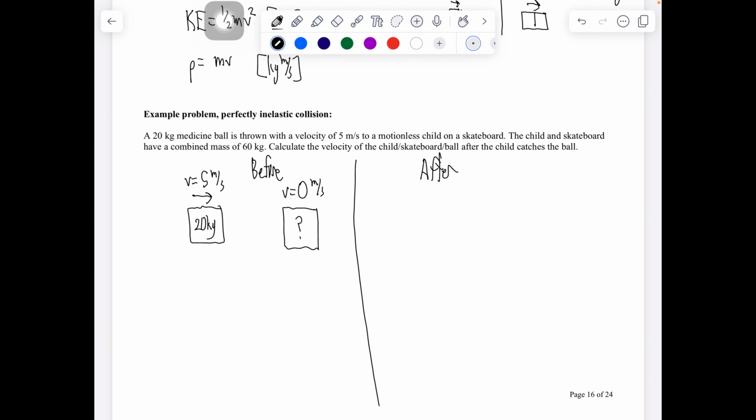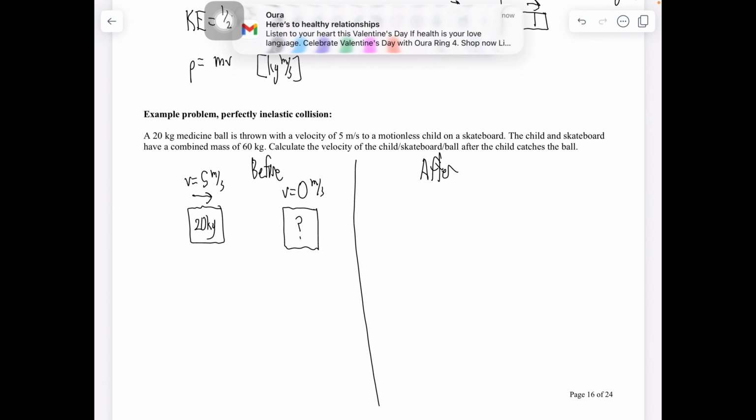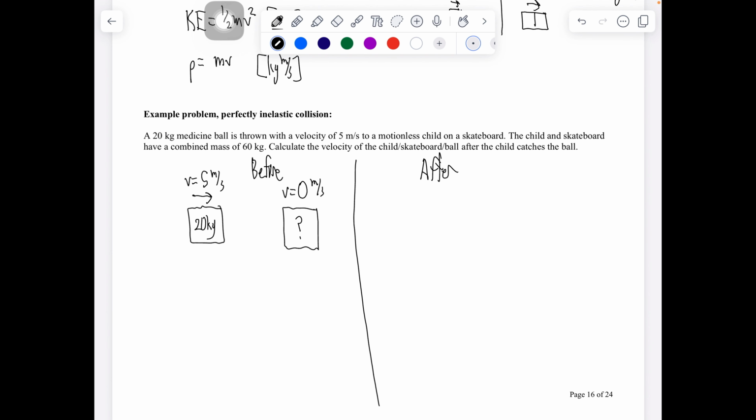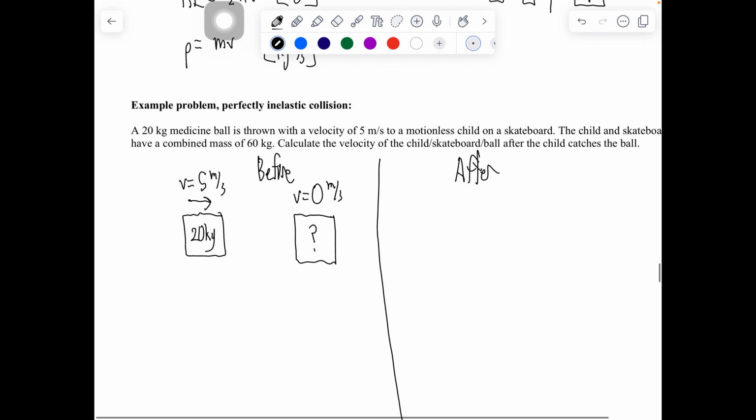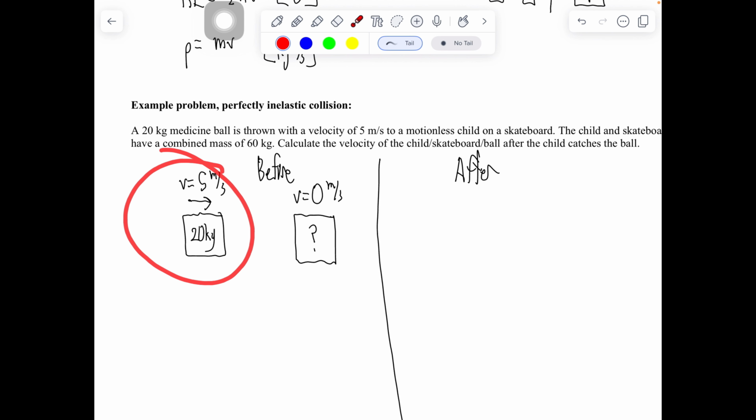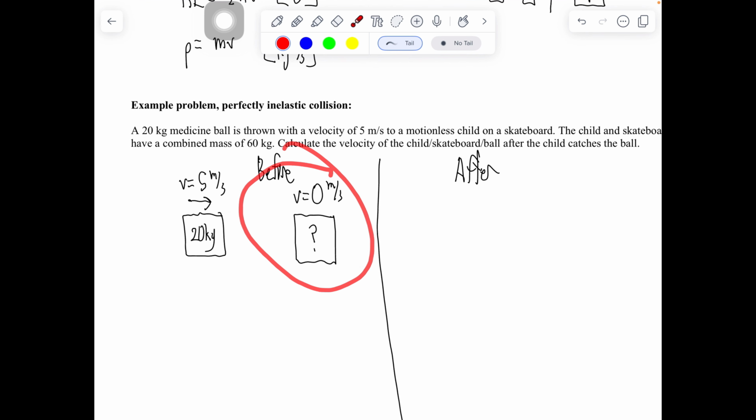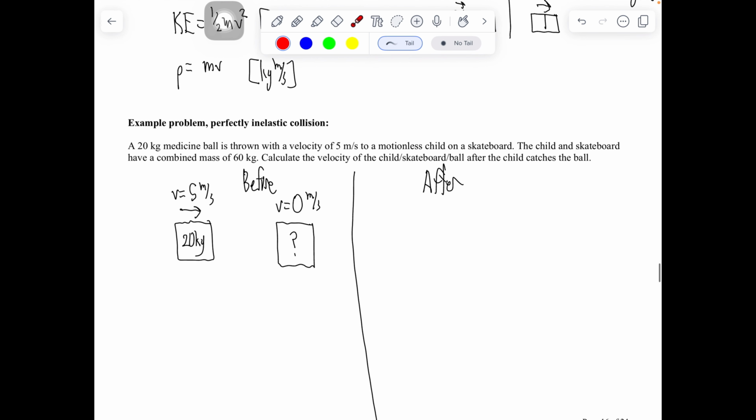Then, draw the after picture. The child and skateboard have a combined mass of 60 kilograms. Calculate the velocity of the child, skateboard, and ball after the child catches the ball. Reading this again, this is our medicine ball. This is the child on the skateboard. In this case, it might be just a bit easier to keep track of everything, since we have so many objects, to actually draw out the objects. Here's the medicine ball.